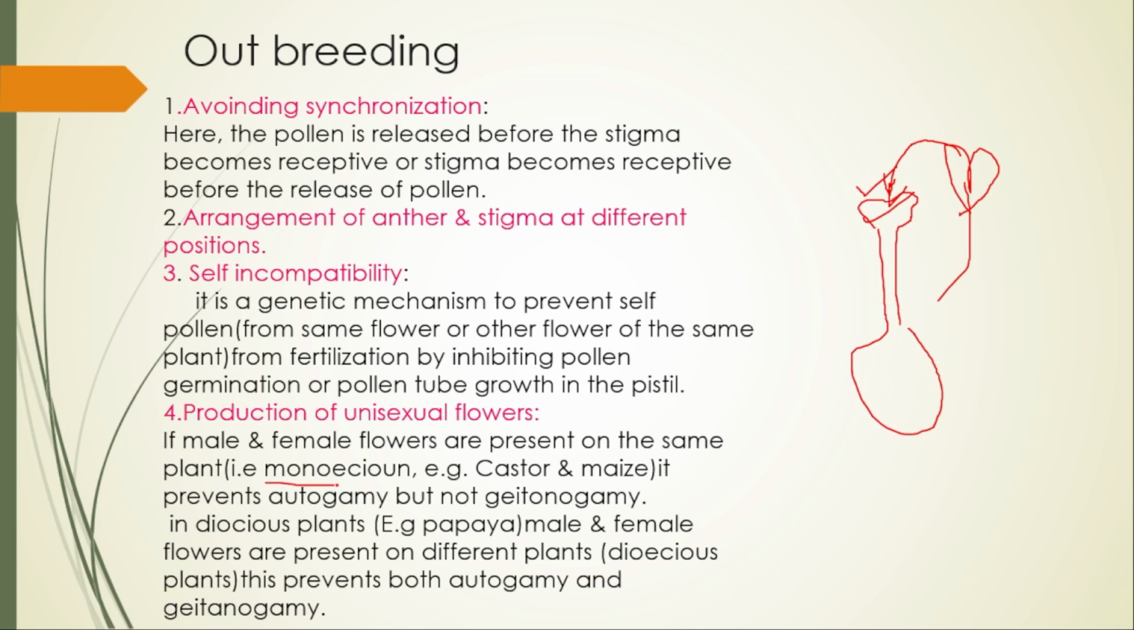Dioecious, where the plants will be different. Best example, papaya you can say. Male and female flowers will be on different plants. So that what happens? They must go for what? Cross pollination.